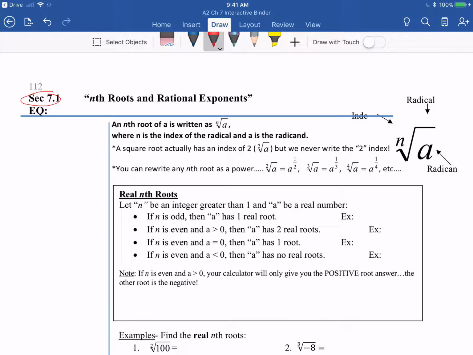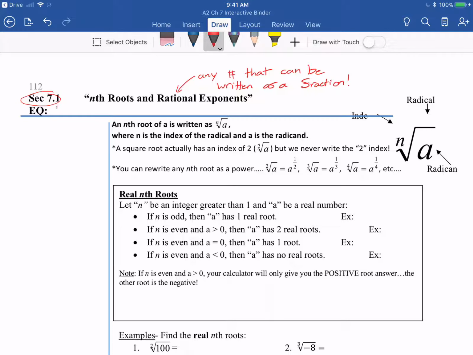Alright, today we're going to look at rational exponents, and really we've talked about this before in class, is that rational is any number that can be written as a fraction. Alright, so that's really what we're looking at today. We're looking at exponents that can be written as fractions.